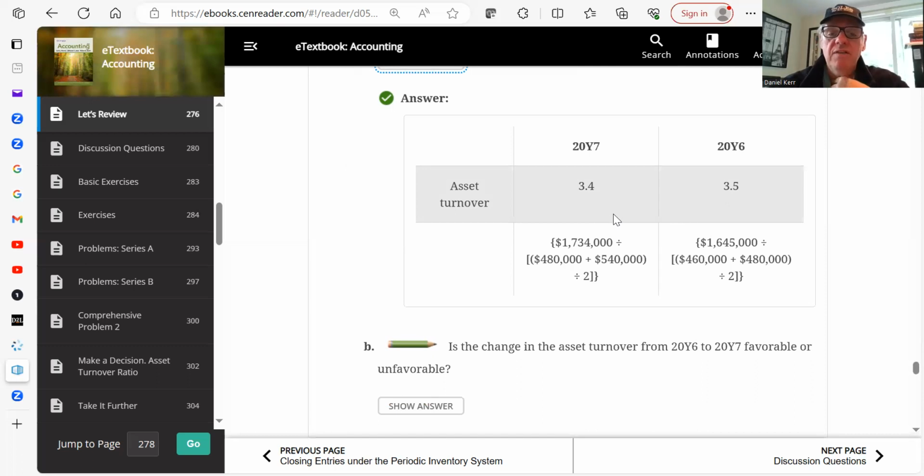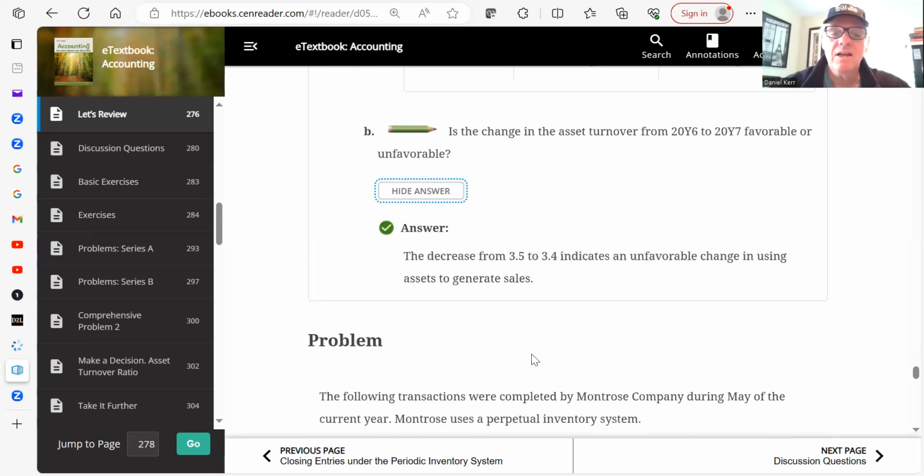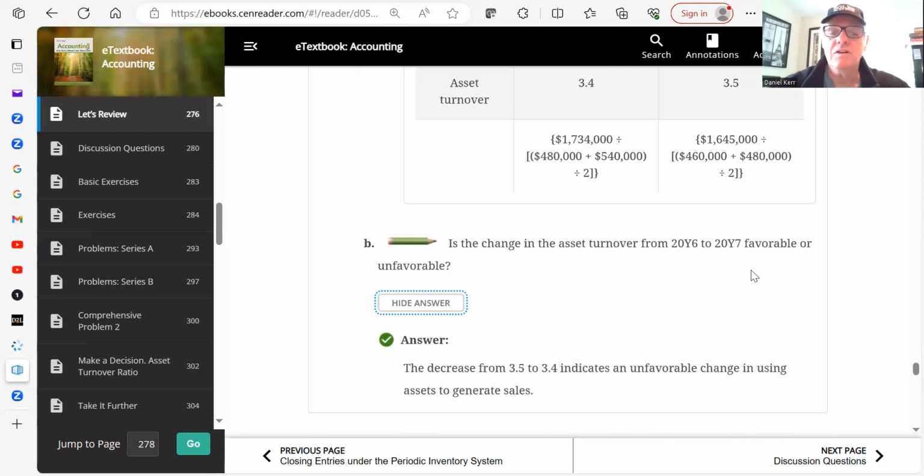So ask yourself, which year are they doing a better job? Well, remember, this says for every dollar of assets in year 6, I generated $3.5 worth of sales. And in year 7, I generated 3.4. Looks to me like that is a negative trend. Okay, so this is an unfavorable trend. So you compare this year to last year, I'm actually less effective using my assets to generate sales.